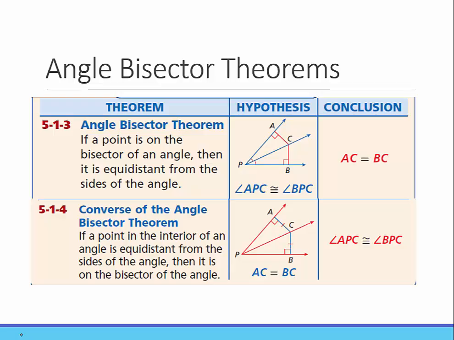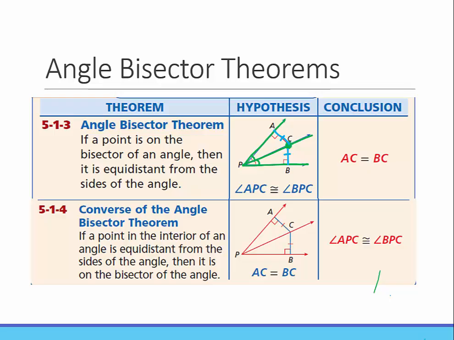The angle bisector theorem says that if a point is on the bisector of an angle, so you have this angle and it's being bisected, and I have some point, this random point C here, then it is equidistant from the sides of the angle. So if I find the shortest line here, these have to be congruent. AC to CB have to be congruent.